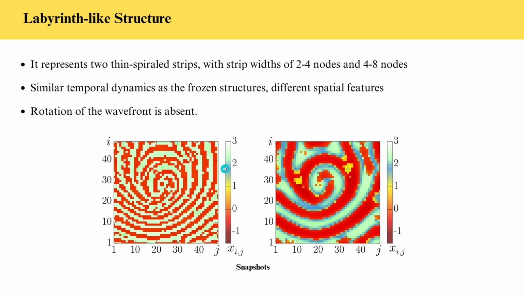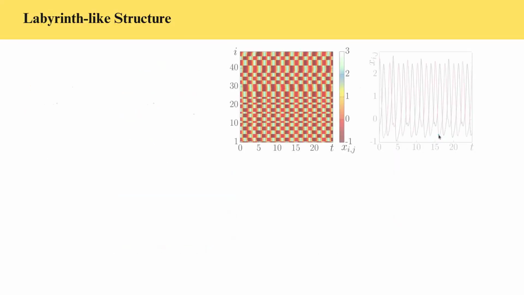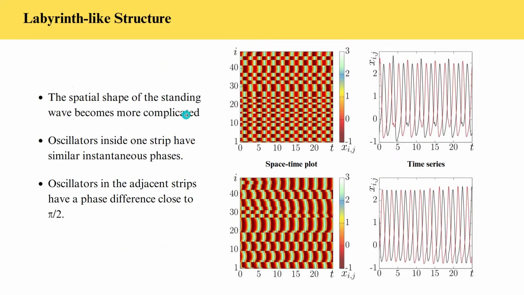And the difference, like I said, lies in the strip width, and oscillators within the same strip exhibit similar phases, while those in adjacent strips often oscillate in antiphase. This can be understood from the time series of different nodes, and the standing wave becomes more complex, and the spatial shape of the standing wave becomes more complicated, as you can see here in the space-time plot.